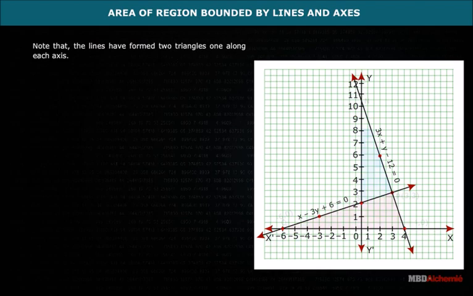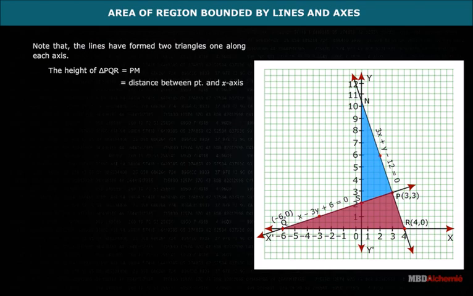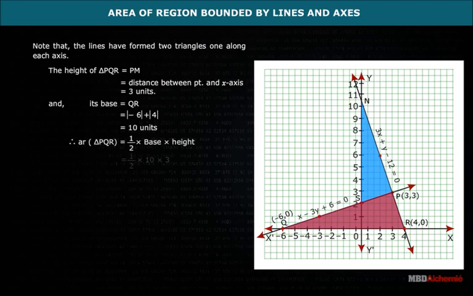Note that the lines have formed two triangles, one along each axis. The height of triangle PQR, that is the distance PM between the point P and the x-axis, is 3 units. And its base length QR is 10 units. So the area of the triangle PQR is half of 10 times 3, that is 15 square units.